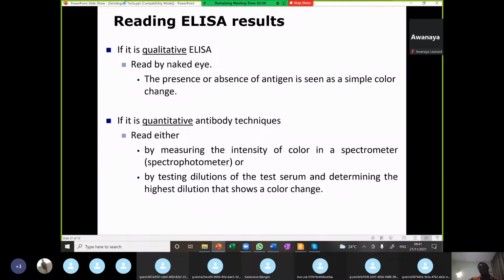In some cases, we can dilute. As we move from one dilution factor to the other, we observe the color intensity. That will also be quantitative ELISA.